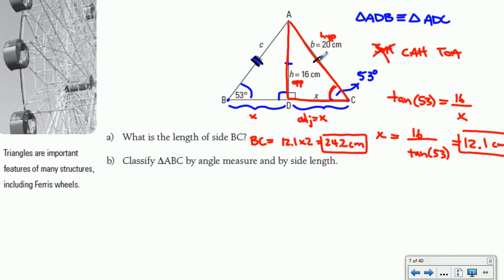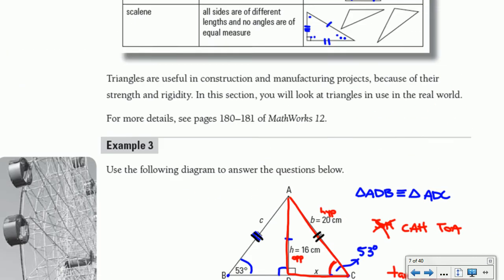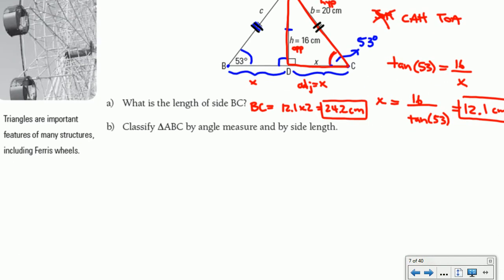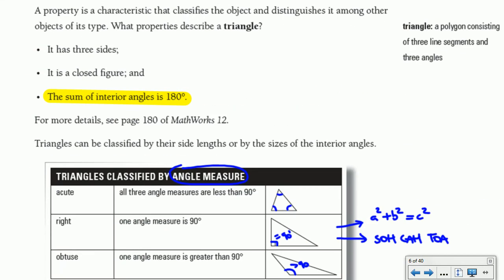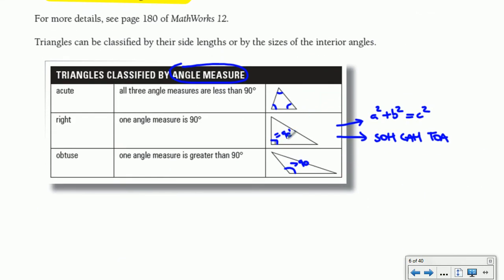We have two sides that are the same. They're 20. If it turned out that this other side was also 20, we would have an equilateral triangle. But that's not the case. So by angle measure, what is it going to be? Let's have a look at our handy dandy reference here. There's no angle that's greater than 90, there's no angle that's equal to 90, and all of them are less than 90, so it's acute, right?